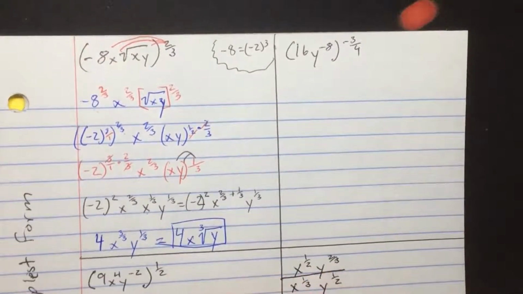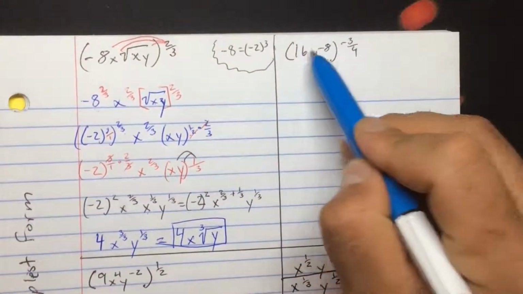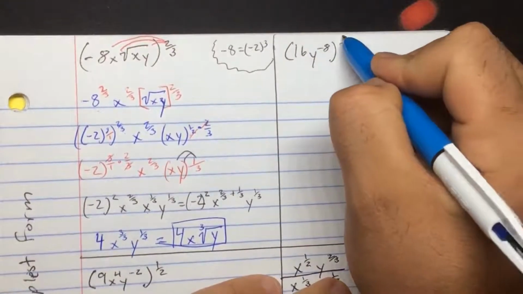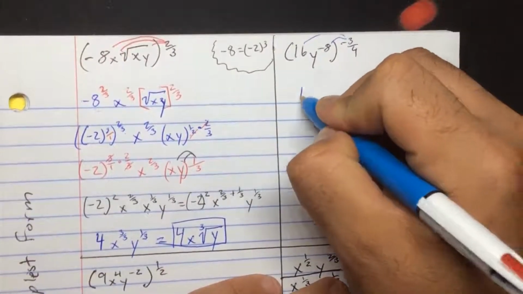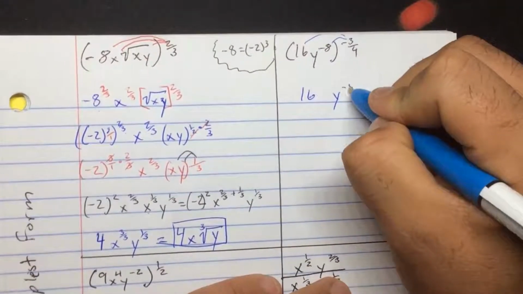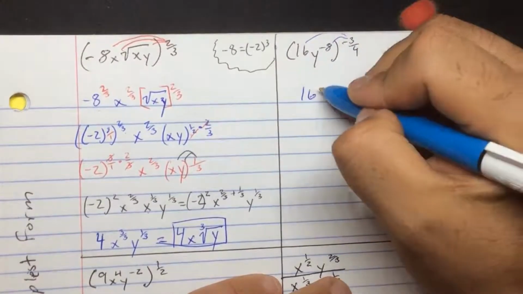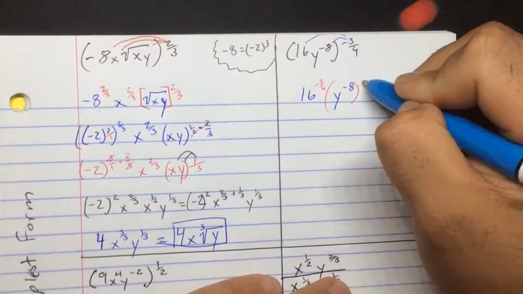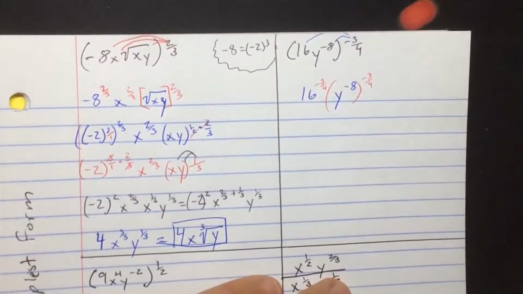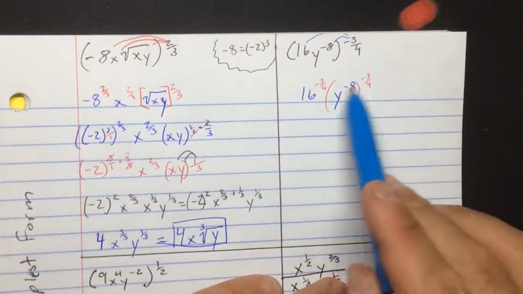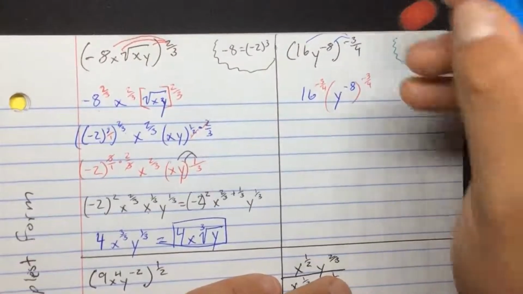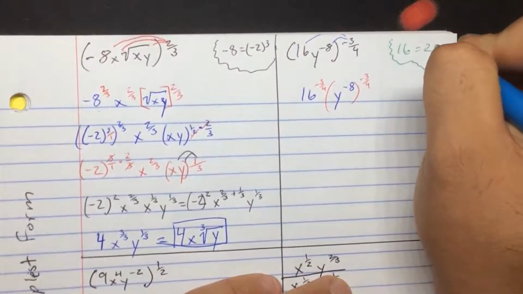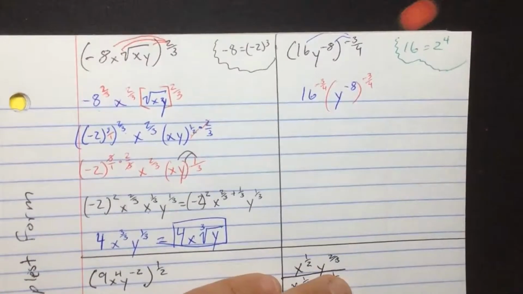We have the first one here, which is 16y to the -8 power, all raised to the -3/4 power. We're going to distribute this -3/4 power to both of them. So we have our 16 and our y to the -8, and they're both going to be raised to the -3/4 power. We are dealing with fourths, and luckily we know that 16 is equal to 2 to the 4th power because of one of the cheat sheets that we had.